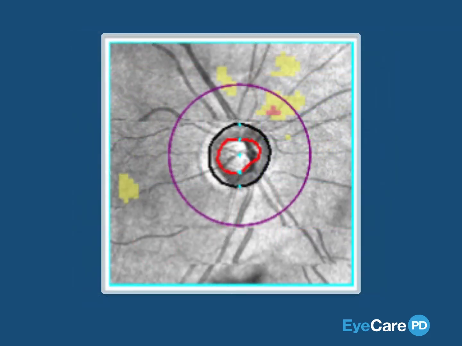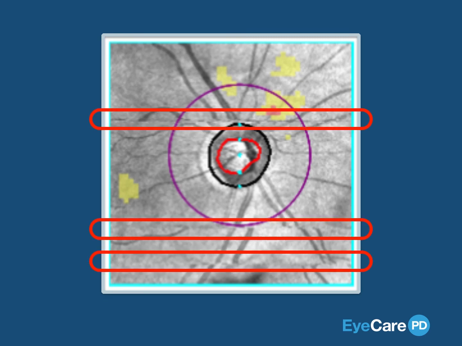The final error is that of a movement artifact. This can be seen as a horizontal misalignment, easily noted by following the vessels on the deviation map. Despite excellent eye tracking software, sometimes the patient moves too much. The result is a horizontal misalignment that will affect your interpretation.